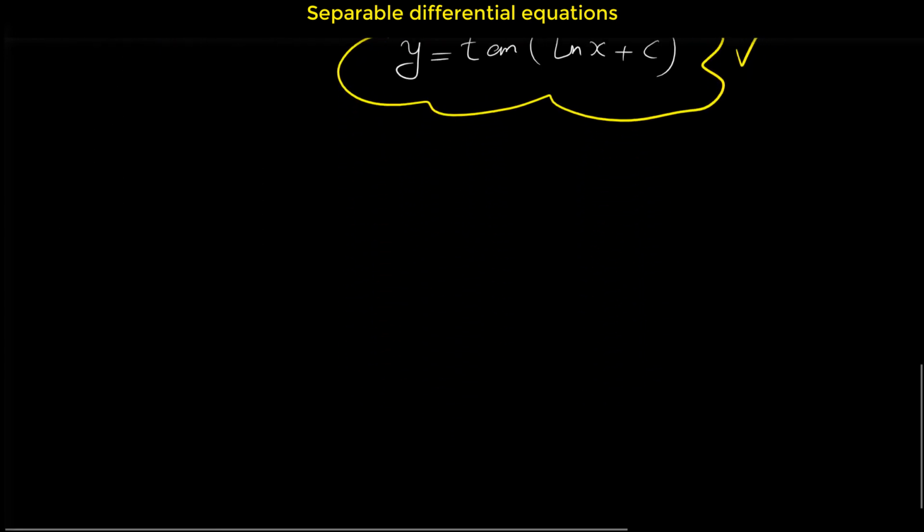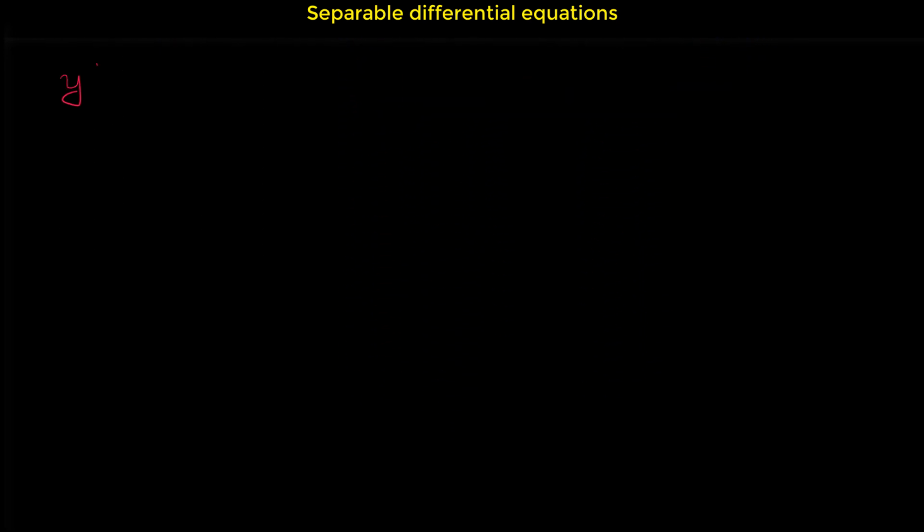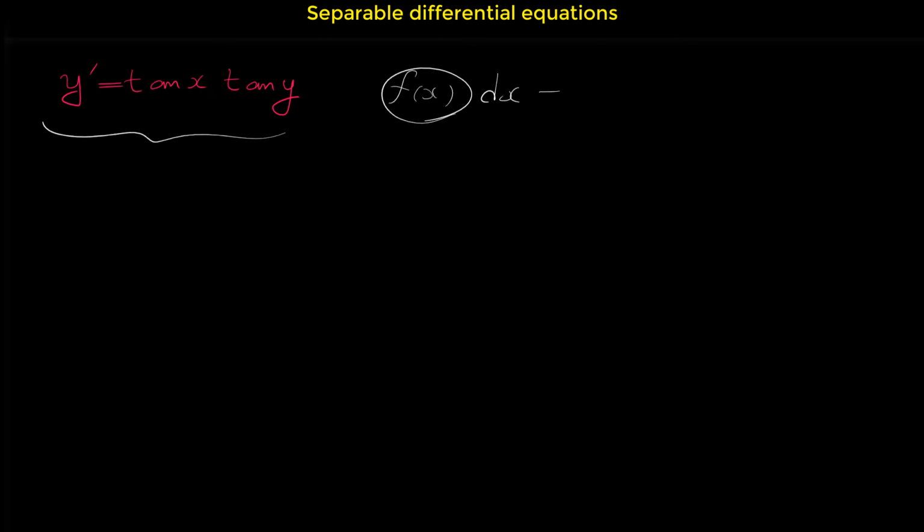Let's do another example. y prime is tangent of x times tangent of y. First step is to try to write this in the form of f of x times dx equals g of y dy. Note that y prime is actually dy over dx.